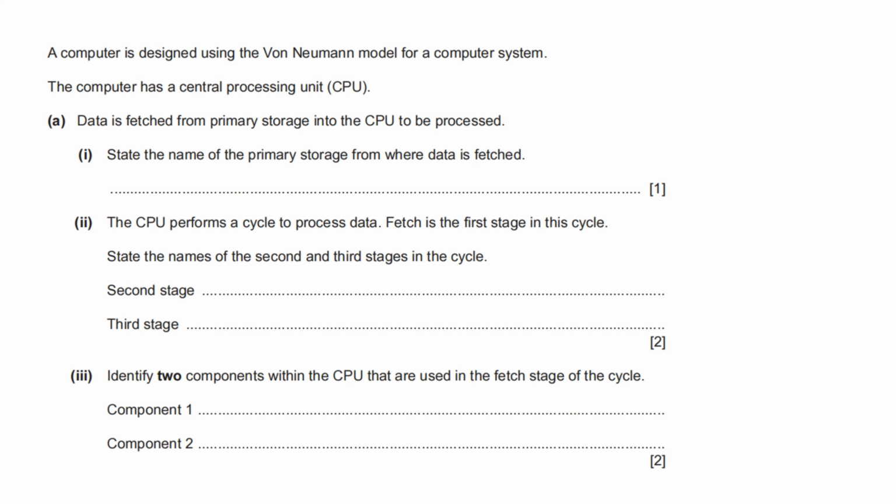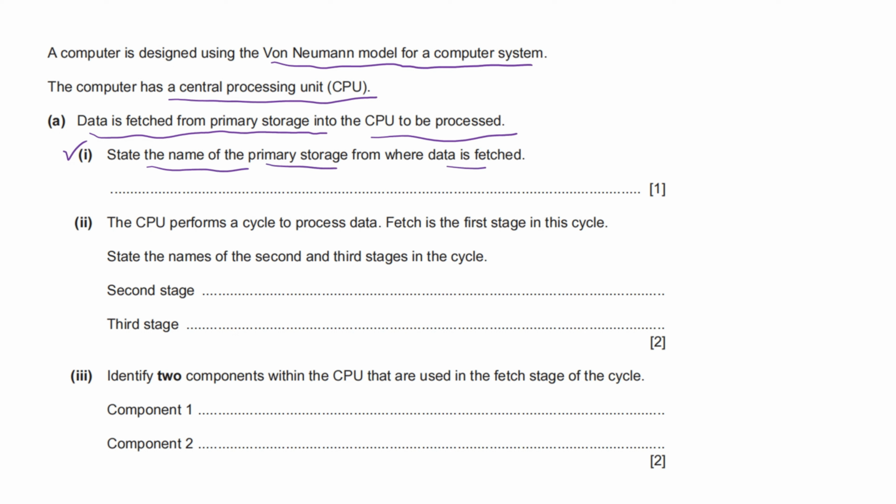A computer is designed using the von Neumann model for a computer system. The computer has a central processing unit, or CPU. Data is fetched from the primary storage into the CPU to be processed. Question number 1, state the name of the primary storage where the data is fetched. So that is called RAM, random access memory.